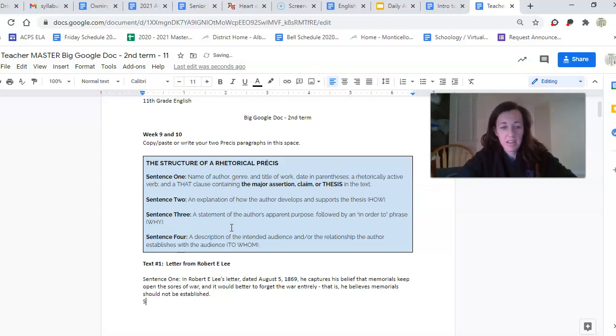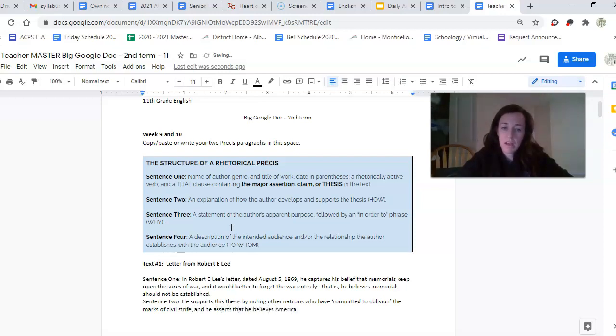Sentence 2, an explanation of how the author develops and supports the thesis. He supports this thesis by noting other countries who have committed to oblivion the marks of civil strife. And he asserts that he believes America would do well to learn from them.